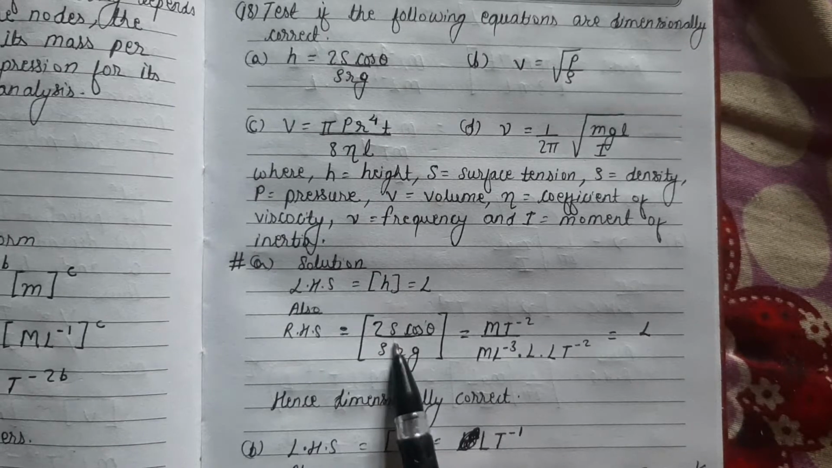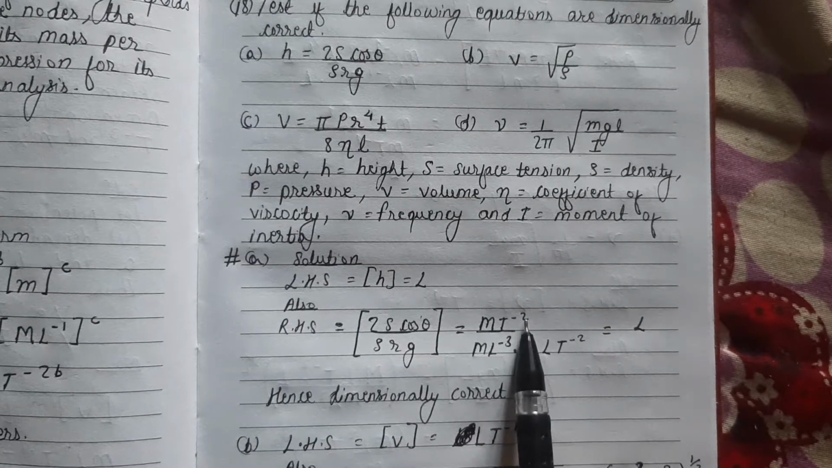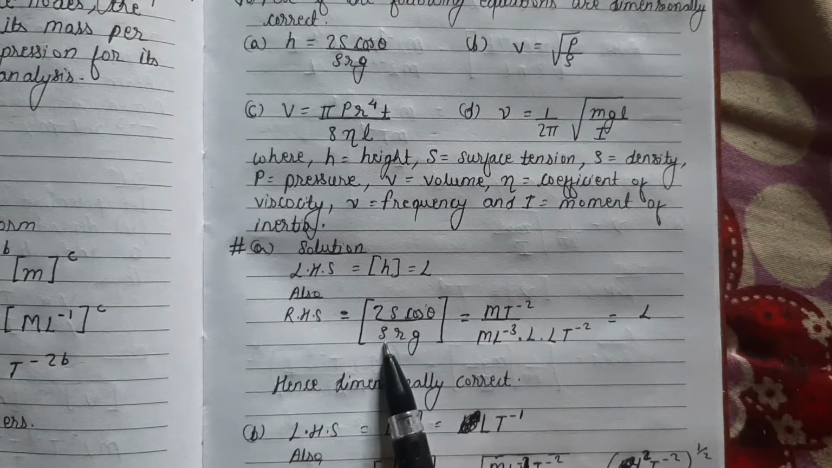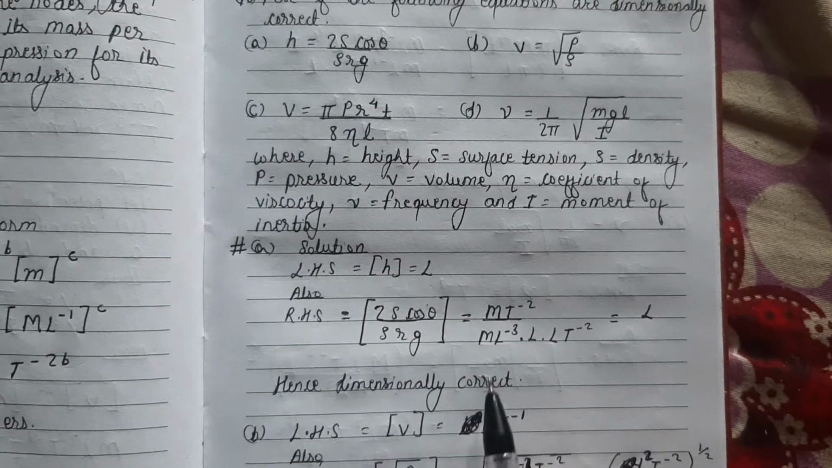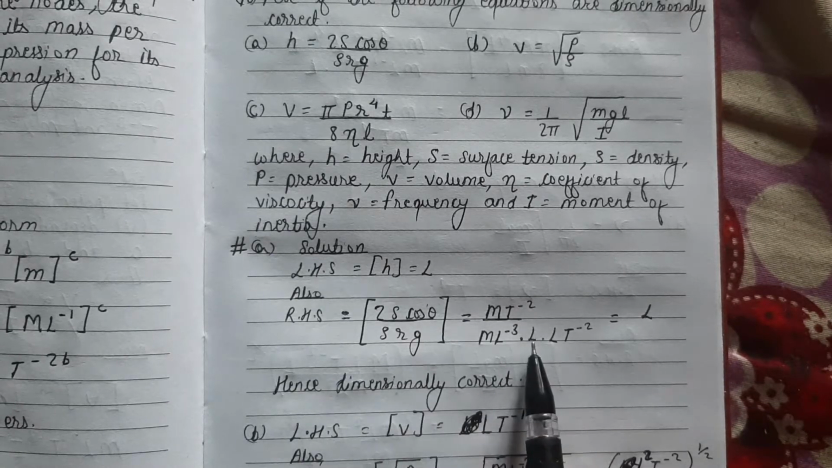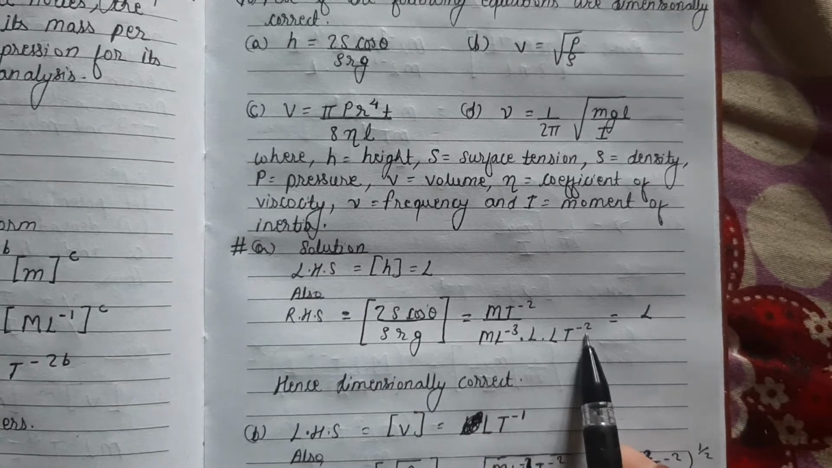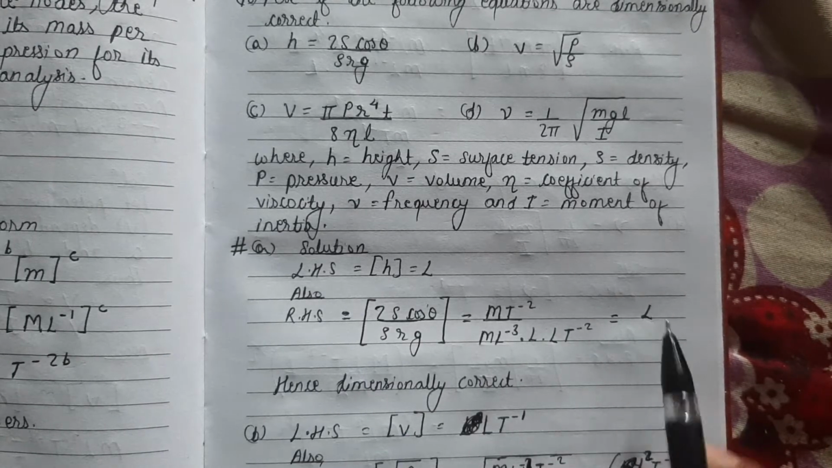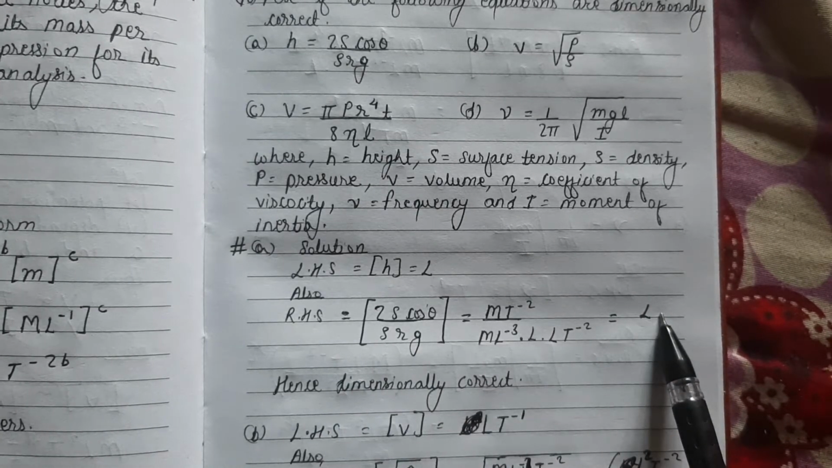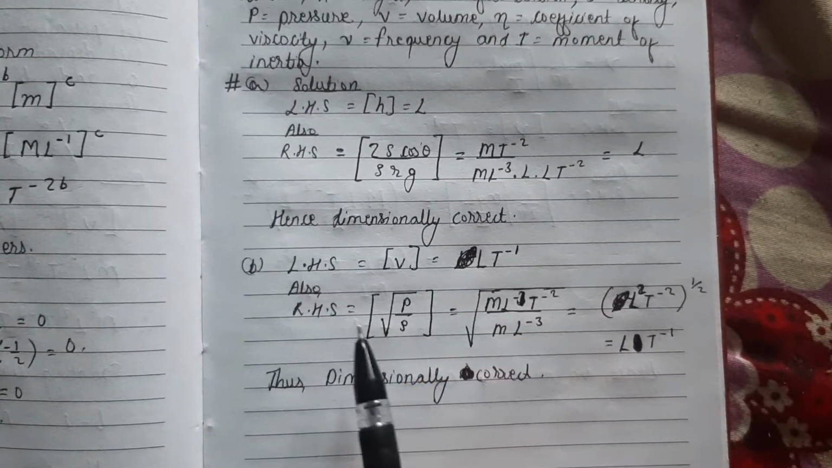S, the surface tension, has the dimension M T to the power minus 2, divided by this rho. Density is mass per unit volume, which has the dimension formula M L to the power minus 3. R has the dimension L, and g has the dimension of acceleration, that is L T to the power minus 2. On simplifying, we will get L. Here the dimension of left hand side and the dimension of right hand side are equal, hence the equation is dimensionally correct. Now let's come to B.